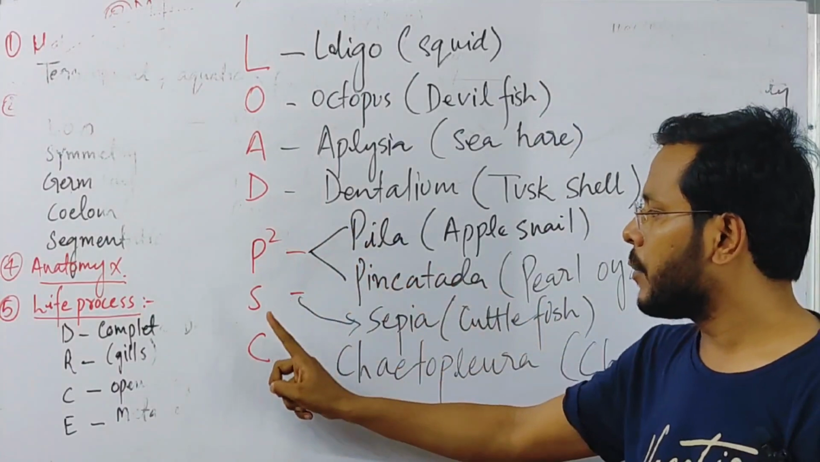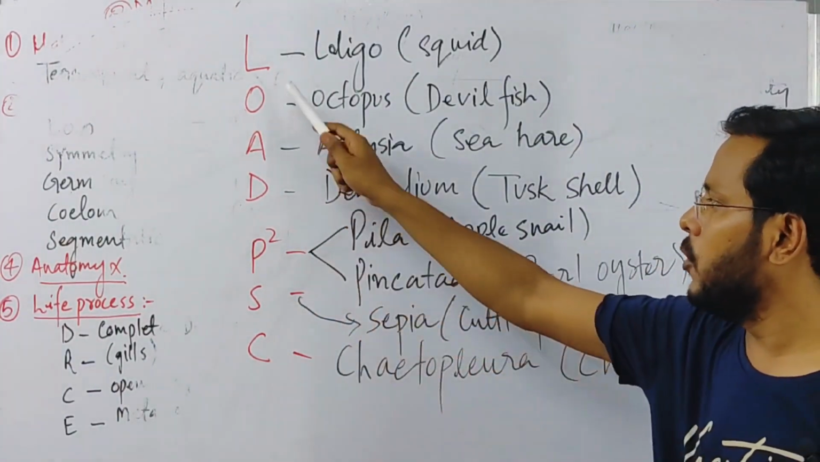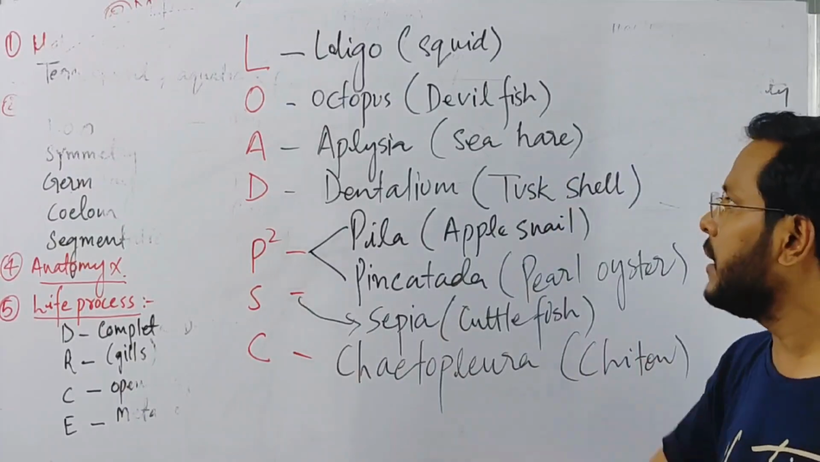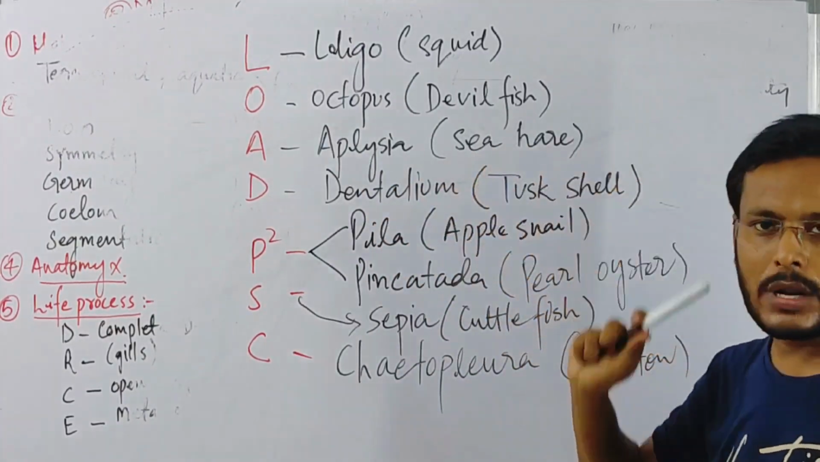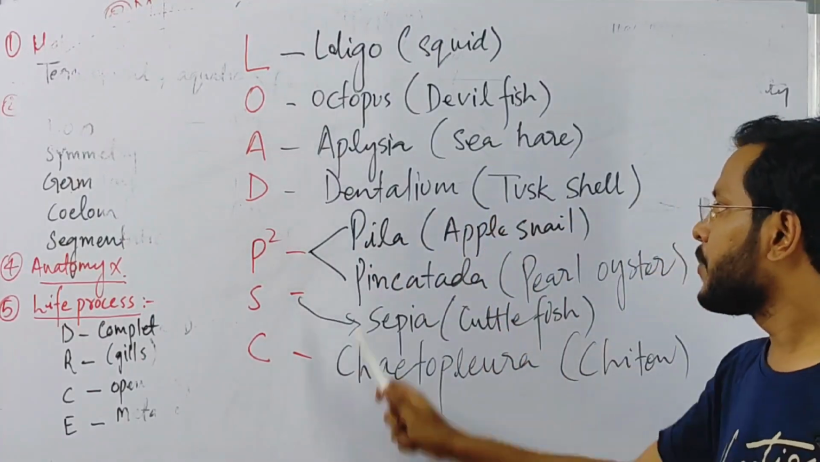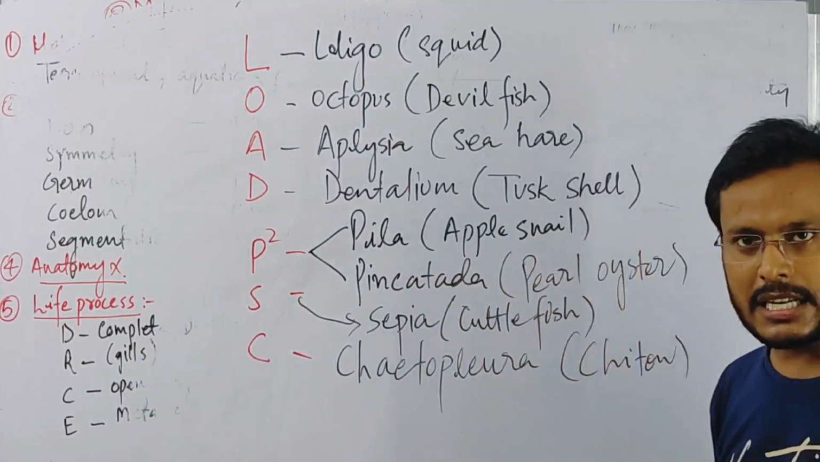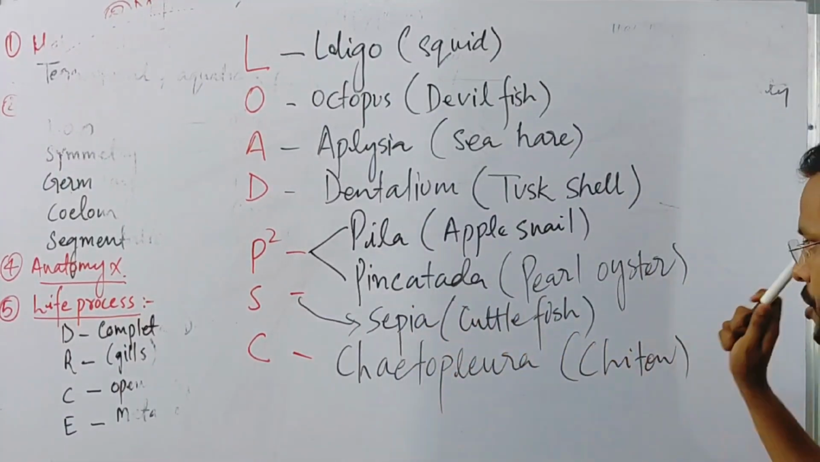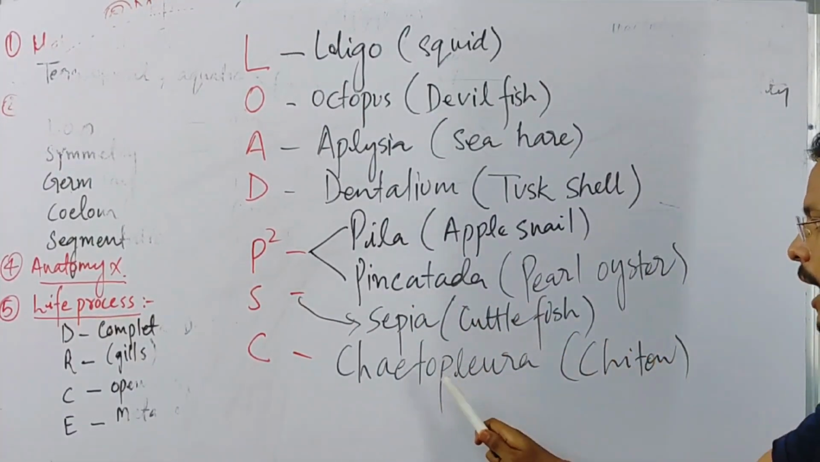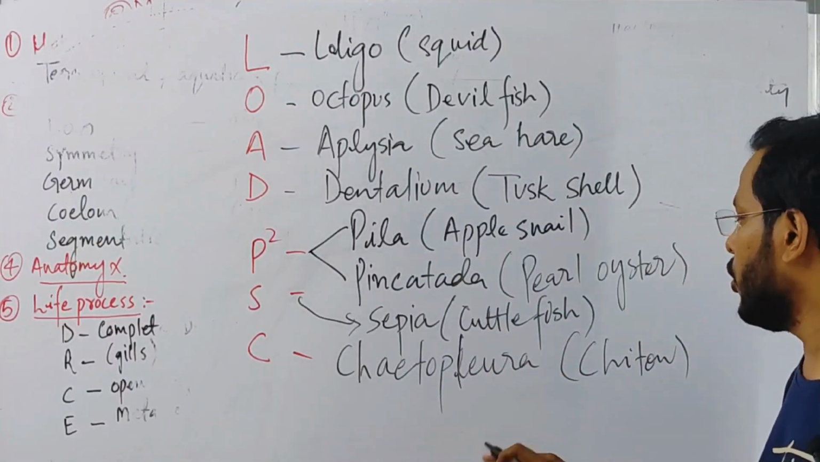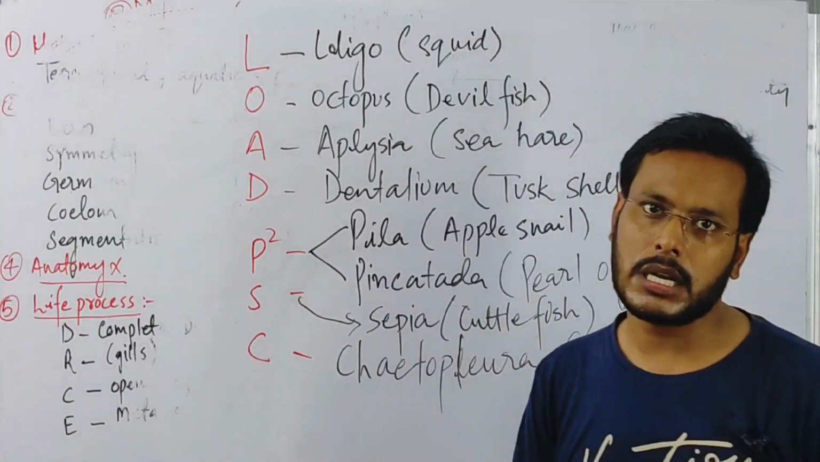LOAD P square C. L for Loligo, commonly known as squid. Octopus, commonly known as devilfish. Aplysia, commonly known as sea hare. Dentalium, also known as tusk shell. Pila, apple snail. Pinctada, pearl oyster. Sepia, cuttlefish. And Chaetopleura, also known as chiton.